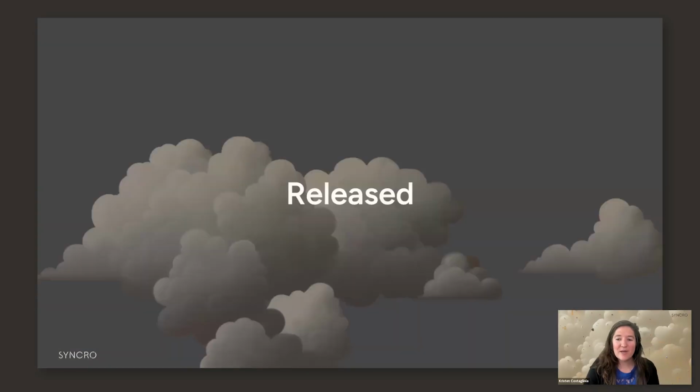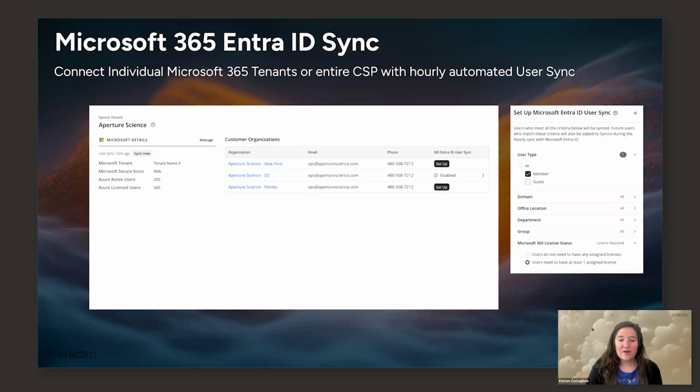So to start up, we're going to talk about all the things that were released this month. And up first, we've talked a little bit about our Entra ID sync. This has officially been released to everyone. You can set up your individual or your entire CSP Microsoft to have an hourly automated user sync to bring over into Syncro to keep your users from Microsoft and your users in Syncro in sync with each other. We updated our previous Entra ID sync where you can now filter by a number of different things.